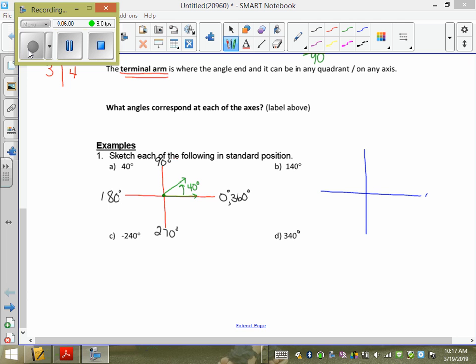So 140 is positive, so we're going to label it positive. 0, 90, 180, 270, 360. So then we go to 140, which is 40 less than 180, so not completely halfway. And our initial arrow to it.